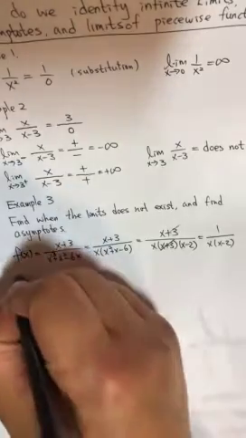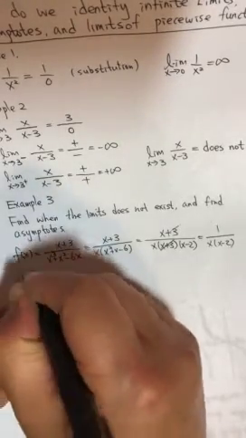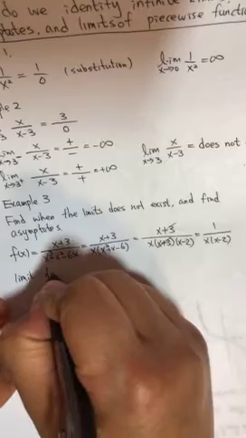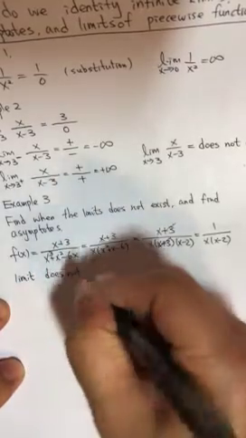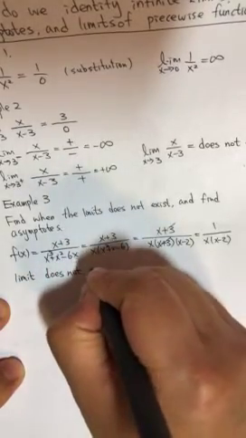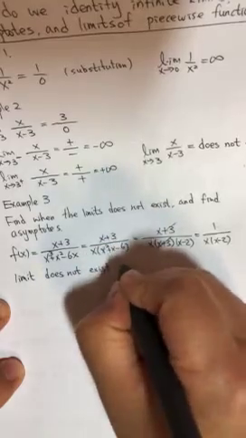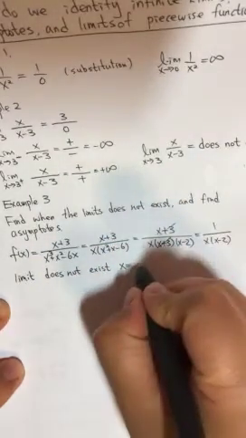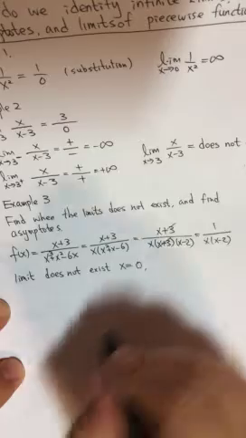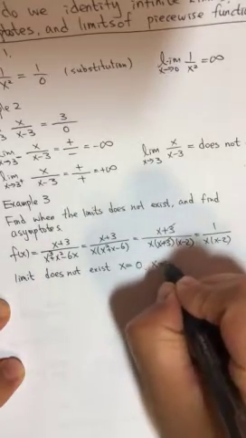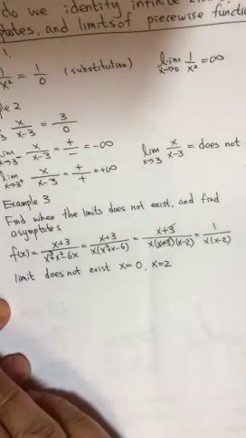So that tells me the limit does not exist at x equal to... do you see that when x equals 0, it'll make the denominator equal to 0. When x equals 2, it'll make the denominator equal to 0.